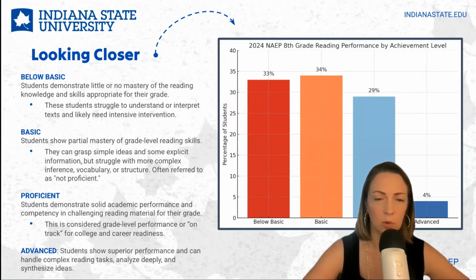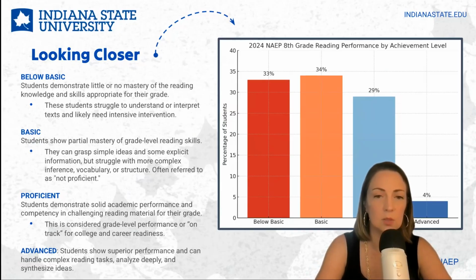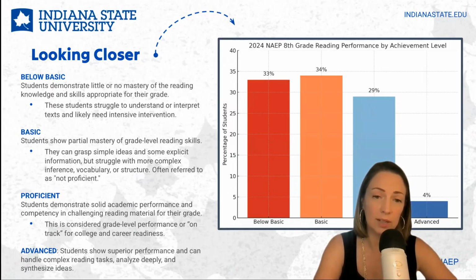Let's clarify the language. So the language the NAEP uses is below basic, basic, proficient, and advanced. This is the eighth grade data. So you can see we have the smallest percent of advanced or above grade level readers. We have 29% of students reading on grade level. And then the basic and below basic categories are either below grade level or significantly below grade level. That red bar of below grade level requires significant intervention or tiered remediation.